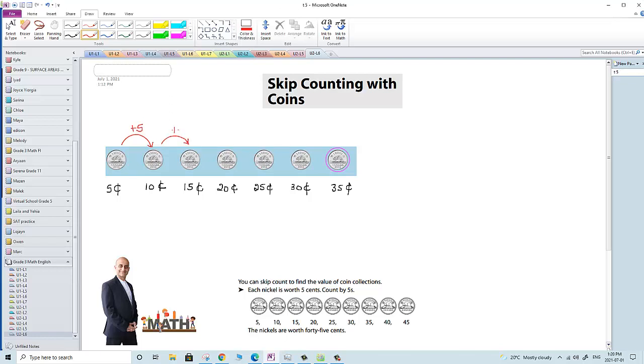Why? Because I'm adding a nickel each time to the previous one. So I'm adding by 5. That's why, in the previous lesson, we learned how to skip by 5, and here with the money we can do the same thing. I can skip by 5 because I'm adding by 5.